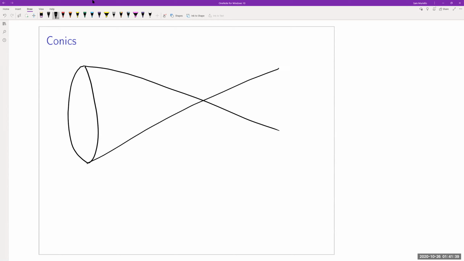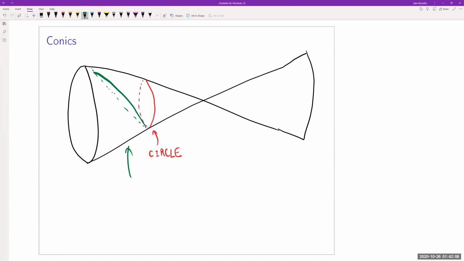If we were to picture ourselves with a double-ended cone, and we were going to cut slices into the cone, there's a couple of different shapes we could get. If we slice this way, for example, we could get a circle. If we slice at slightly of an angle, then what we end up creating is an ellipse.